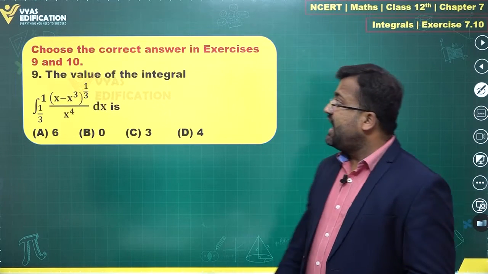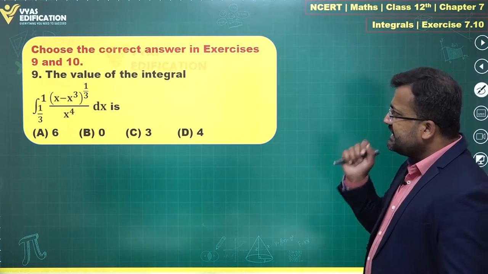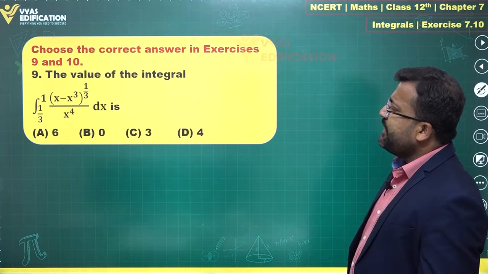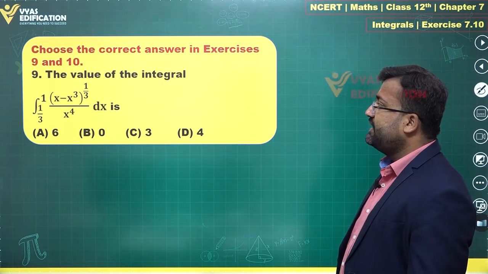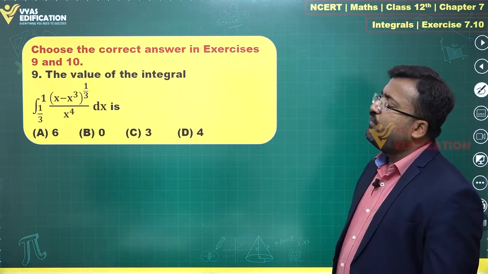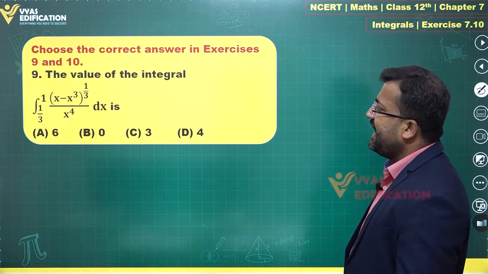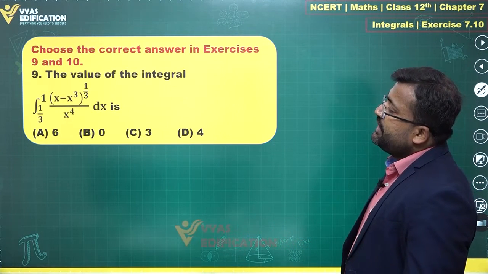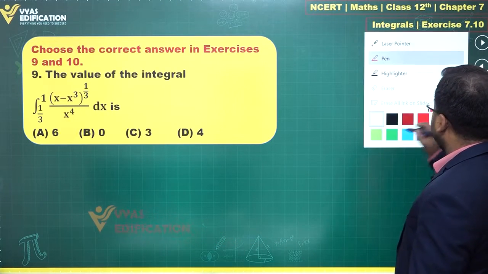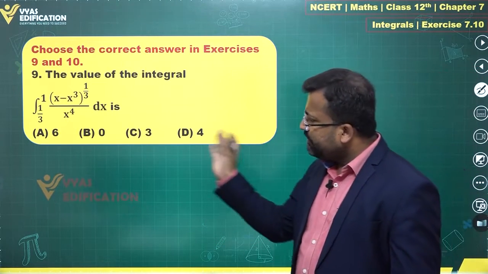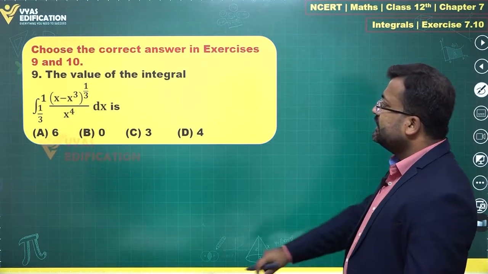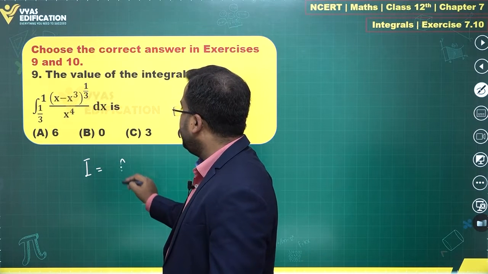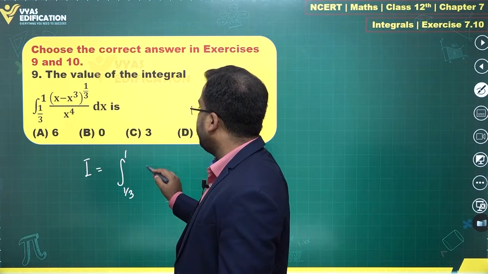In the 9th question we have the value of the integral from 1 by 3 to 1 of (x minus x power 3) whole power 1 by 3 divided by x power 4. Now what is that equal to, and how will we handle this? Let's take a look at this question. In the numerator, can I take out something common so that from that I can get the denominator as the derivative? Yes. So observe this carefully and take a look at this particular step very carefully.